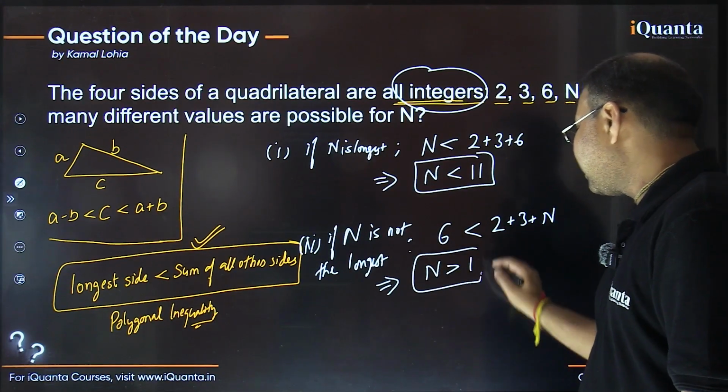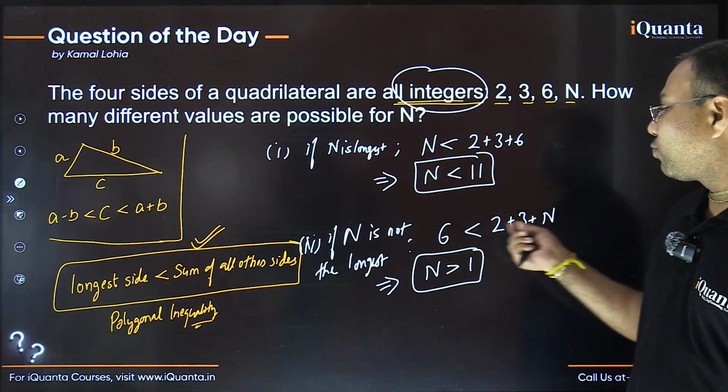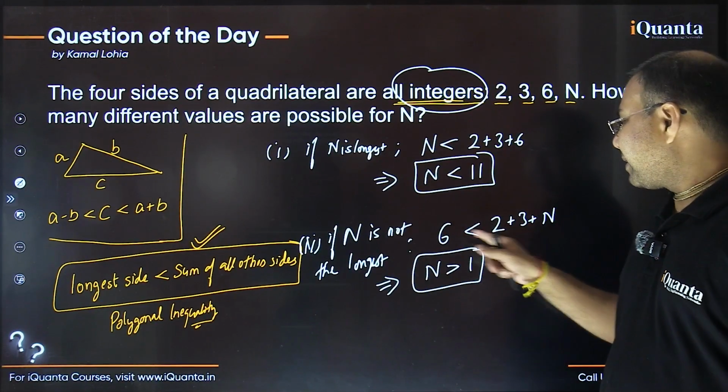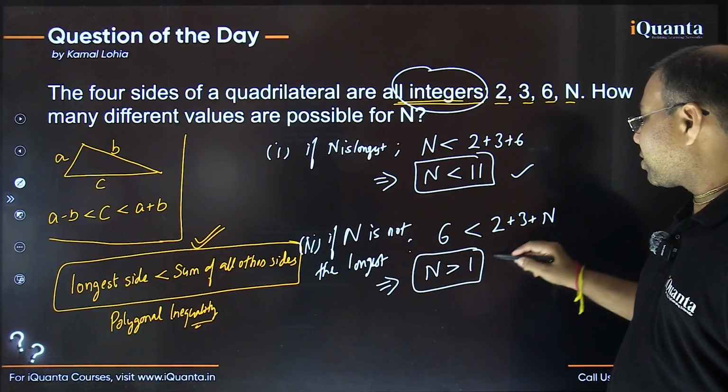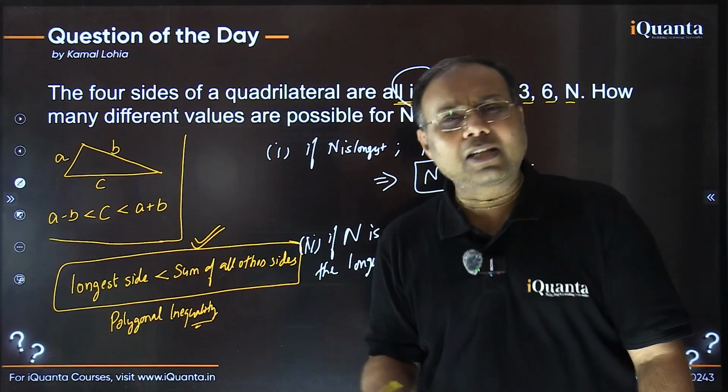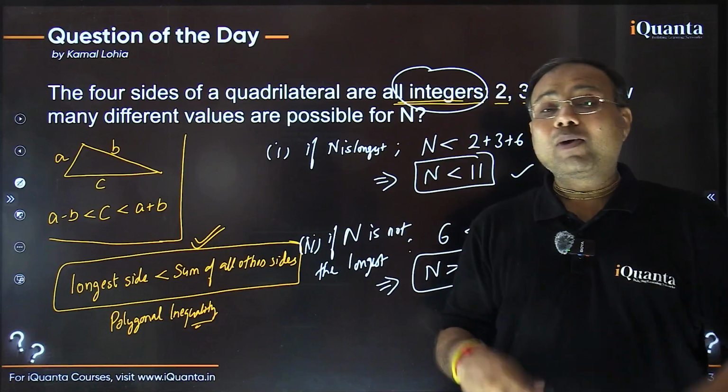Are you getting that? Okay? So we subtracted 3 plus 2, that is 5, from 6. So n must be greater than 1. So these are the two conditions on n now: the value of n should be more than 1 and less than 11. So what can n be?